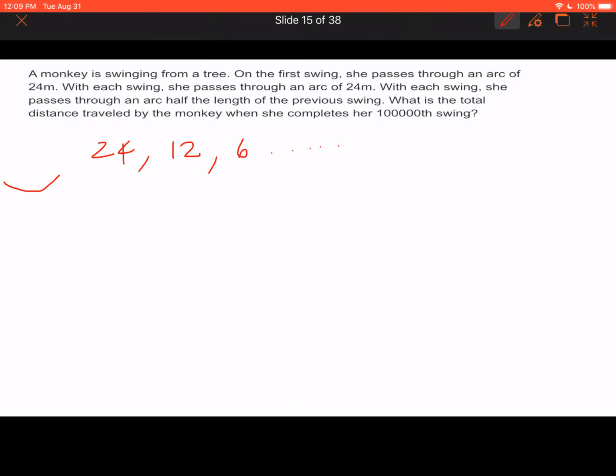Okay, what is the total distance traveled by the monkey when she completes her 100,000th swing? 100,000th swing is a very big number. Okay, so we are just going to consider this as an infinite series and find the approximate value of the sum. Okay, again here we are asked to find the sum. We are going to do it as a sum of infinity and find the value.